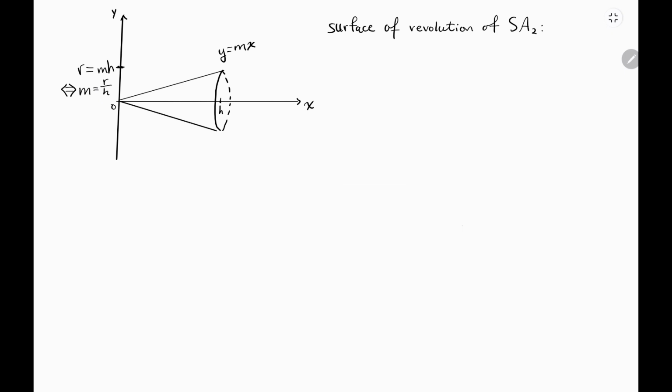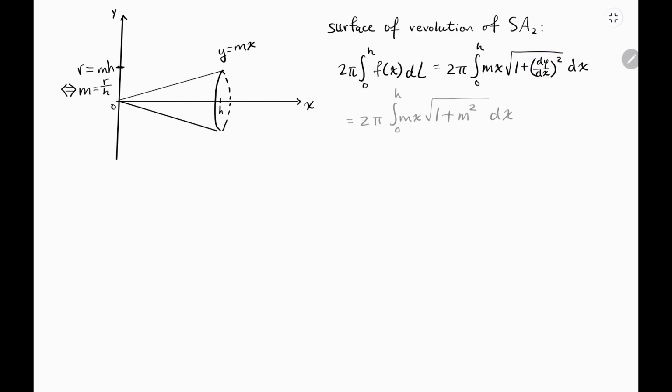So with the surface of revolution formula, we have 2 pi integral from 0 to h of f of x dl, where dl is my differential for the arc length. And f of x is y, which is mx, and dl is actually the square root of 1 plus (dy/dx) squared dx. Okay, so this is your derivative. And we know what the derivative is because our function is y equals mx, and its derivative is just m. So we have m for dy over dx, and you square it, so you get the square root of 1 plus m squared dx. This is nice because m times the square root of 1 plus m squared is a constant with respect to x, so we can pull it out of the integral.